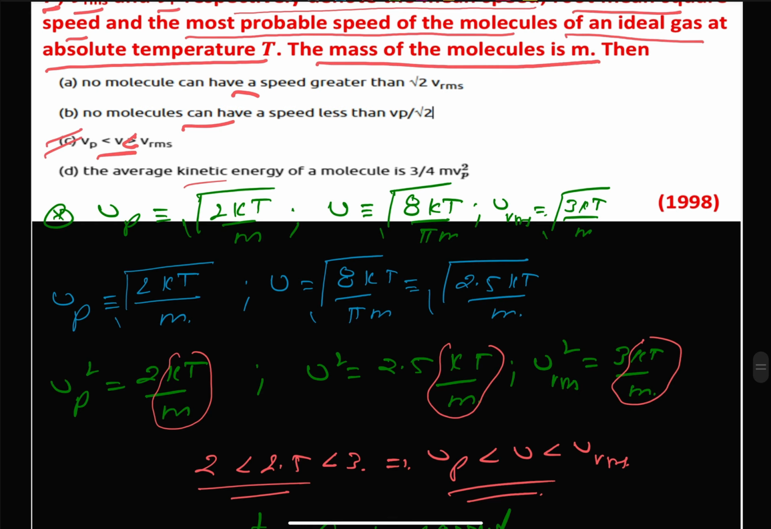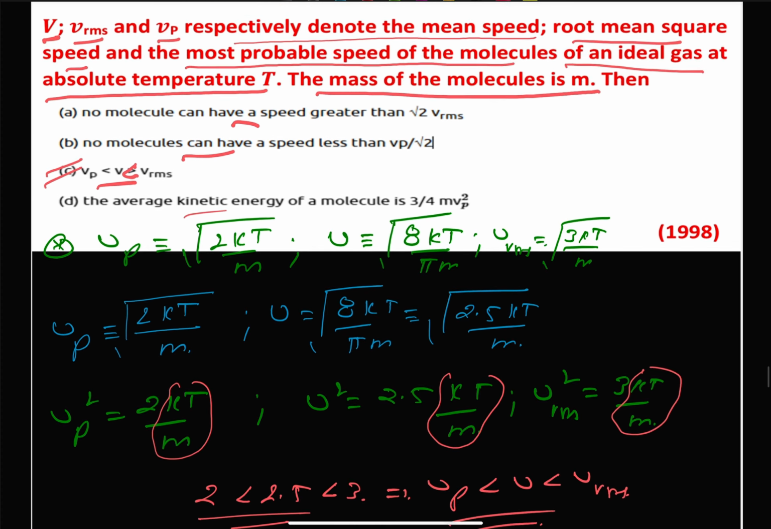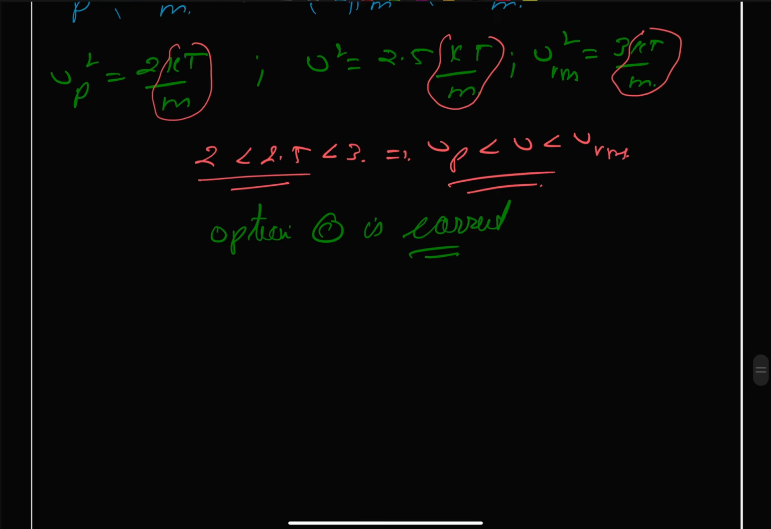No molecules can have a speed greater than square root of 2 Vrms. So we need to find out square root of 2 Vrms. We already know Vrms, which is the square root of 3kT upon m. Therefore, square root of 2 Vrms will be equal to the square root of 6kT upon m.